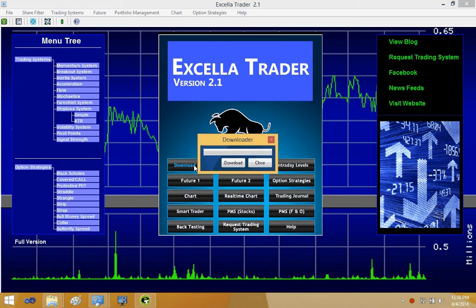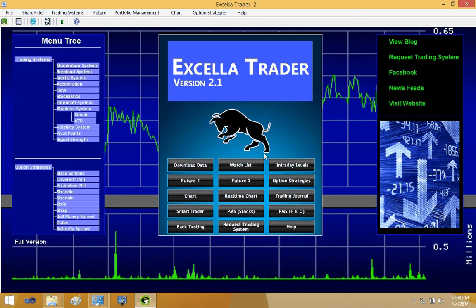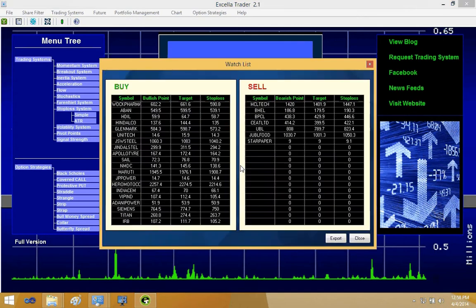here you will see the download data button. It will take several minutes to download the data, all 1364 shares listed in NSE. So we are not downloading it now, since it is already downloaded, so we are closing here. I'll open the watch list here.